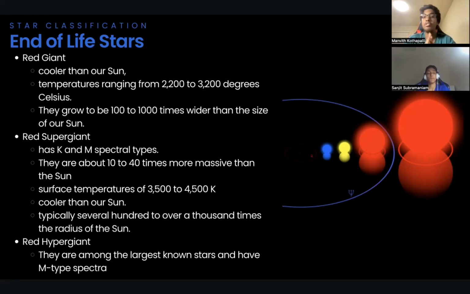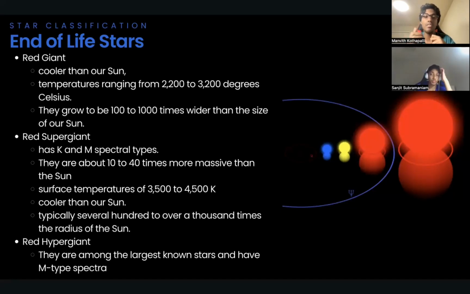Blue supergiants will turn into red supergiants, and blue hypergiants will turn into a red hypergiant. Red supergiant stars have K and M spectral types. They're about 10 to 40 times more massive than the sun, with surface temperatures ranging from 3,500 to 4,500 Kelvin. Though they are much bigger, red supergiant stars are much cooler than our sun. Red supergiants are typically several hundred to over 1,000 times the radius of the sun.